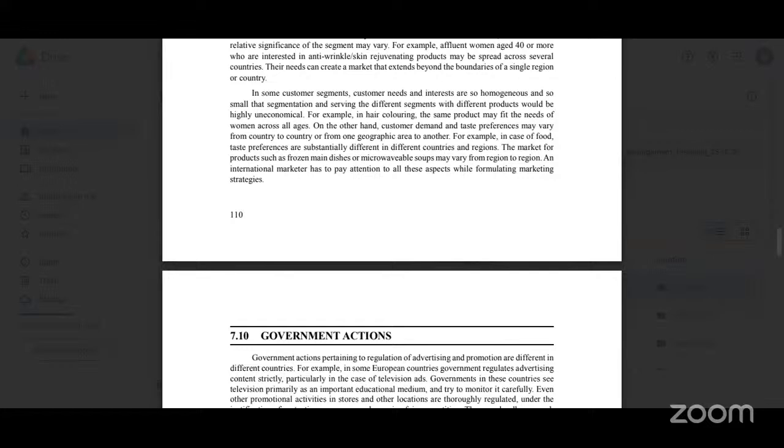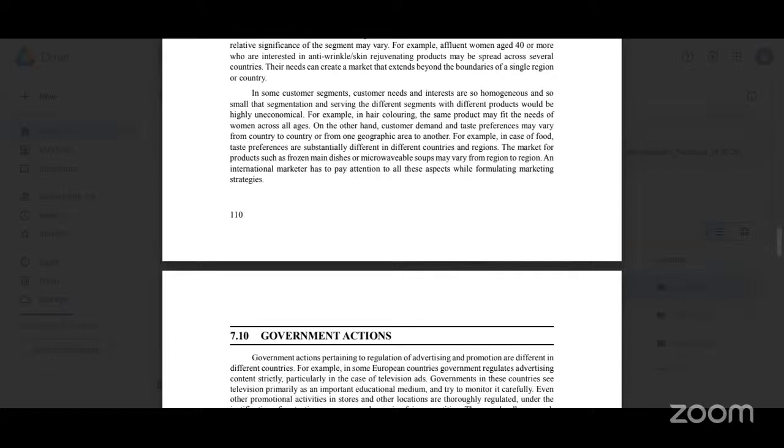But if customers' demands are different, their taste preferences are different, for example, some countries prefer blonde hair, whereas other countries prefer dark or black hair, then definitely the company has to understand that the same product cannot sell in different markets. So it has to vary its strategy, that is, its product offering across these different geographies.